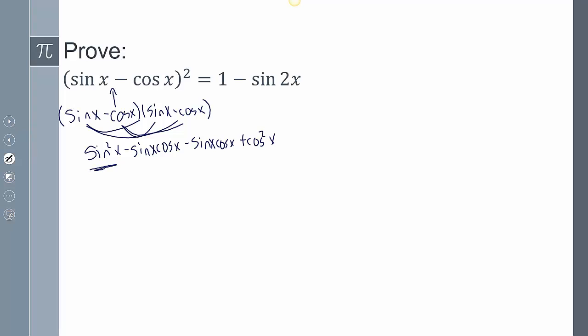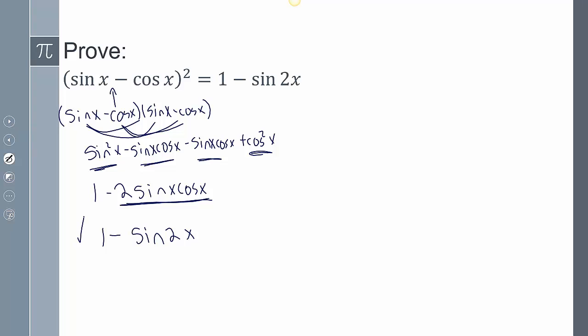Well, sine squared x and cosine squared x, that's a Pythagorean identity, and if I add those together, I am going to get 1. Now if I combine like terms here, this is going to give me minus 2 sine of x cosine x. Now this right here, this is that double angle identity, so I'm going to get 1 minus sine of 2x, which is the same as what I have here.